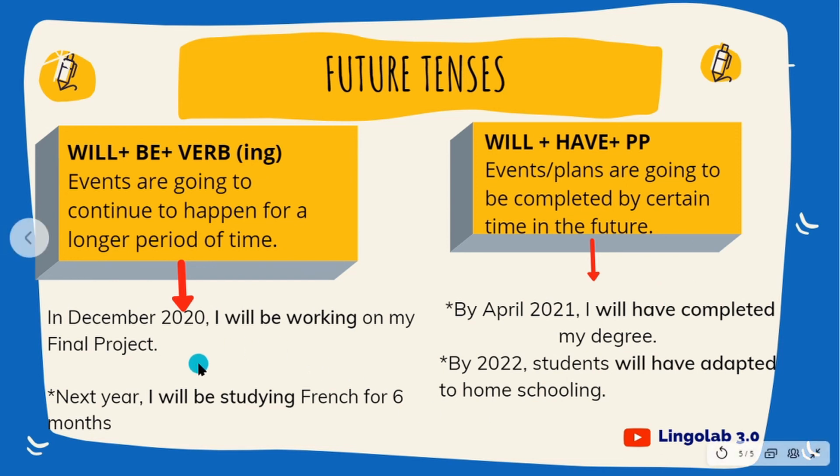Example, I mentioned earlier that in December, I will be working on my final project. That means by April 2021, I will have completed my degree. Here, I was working on my project, but here, I will have completed my degree. Let's see the last example. By 2022, students will have adapted to homeschooling. Students will have adapted to homeschooling.